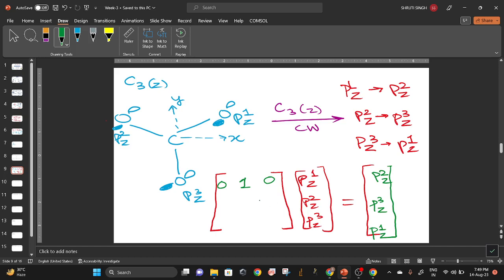Madam, what is the meaning of basis? Basis is something on which you are applying the transformation operations. So here we are not changing the x and y. We are doing the operations with respect to these p orbitals of the oxygen atom. So we have to consider the orbitals with their lobes, positive lobe and negative lobe.